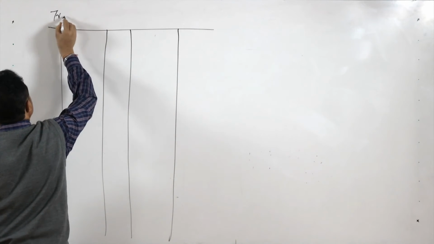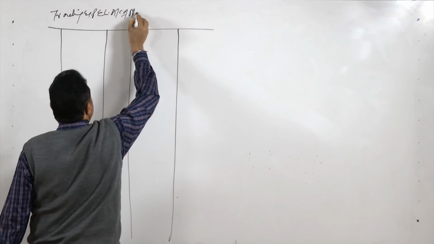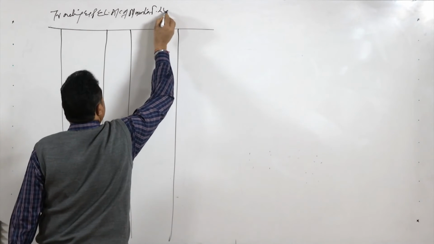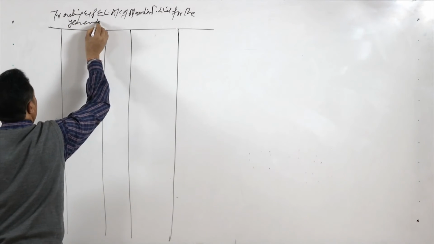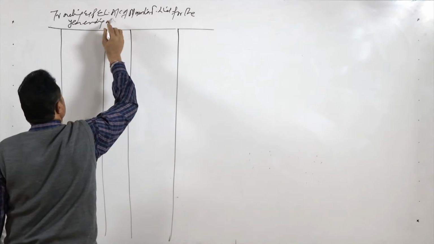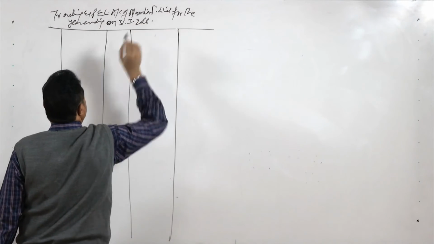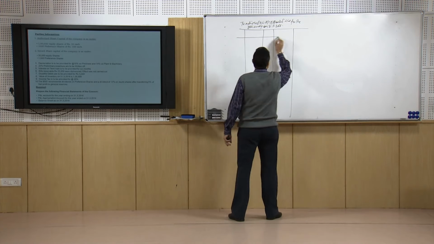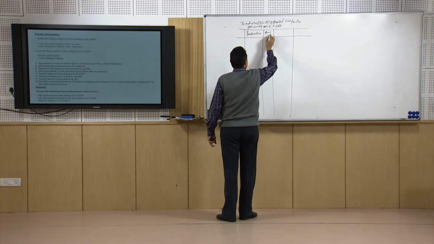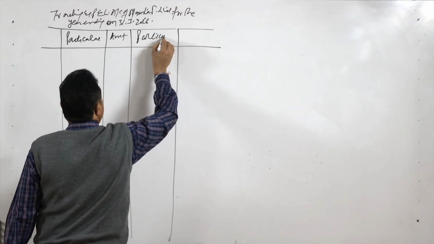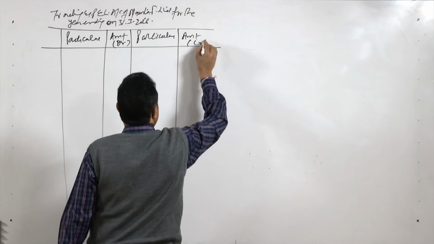This is the trading and profit and loss account of Mamta Fashion Limited for the year ending on 31st March 2016. So again it is particulars and amount, particulars and amount, this is debit and this is the credit side.